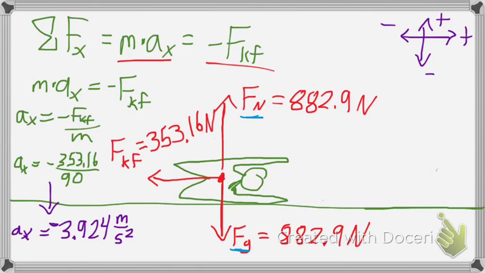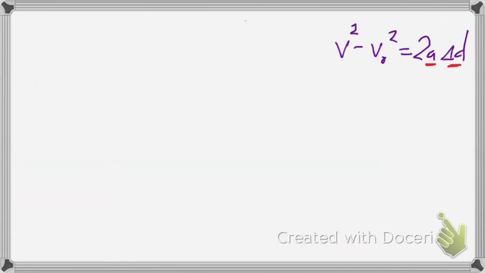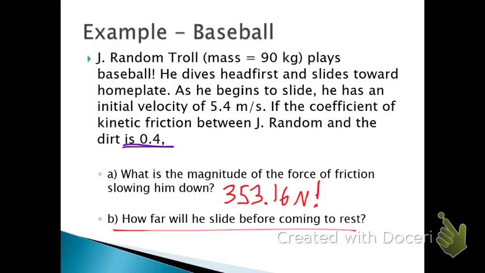That negative simply means to the left, because I declared leftward to be negative, and that makes sense to me. If he's moving to the right and accelerating to the left, he's slowing down. Specifically, he's slowing down at 3.924 meters per second every second. Alrighty. So now I can use this acceleration value in my combo equation over here. According to the problem, the initial velocity is 5.4 meters per second. And his final velocity is just 0, because he comes to rest.